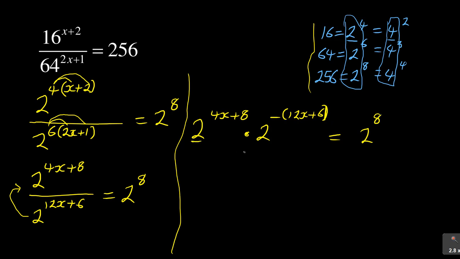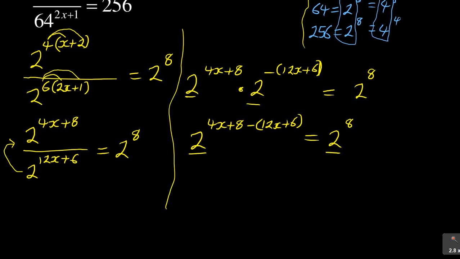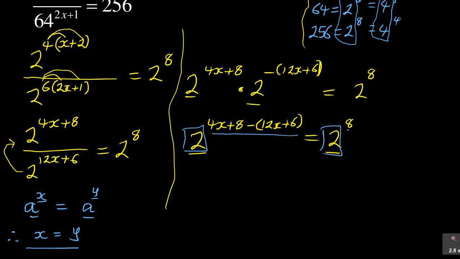So you see that now the bases are the same, so we add the exponents. So it's 2 to the power 4x plus 8 minus 12x plus 6, don't forget the bracket, is equal to 2 to the exponent 8 in this case. So now the bases here are the same, and with the equation in exponents, remember it says if a to the power of x is equal to a to the power of y, the bases are the same, therefore we can conclude that x, the exponent, is equal to the other exponent, which is y. You equate the exponents. So even here you can see we have a 2 and we have a 2, therefore we can conclude that this exponent is equal to that exponent.